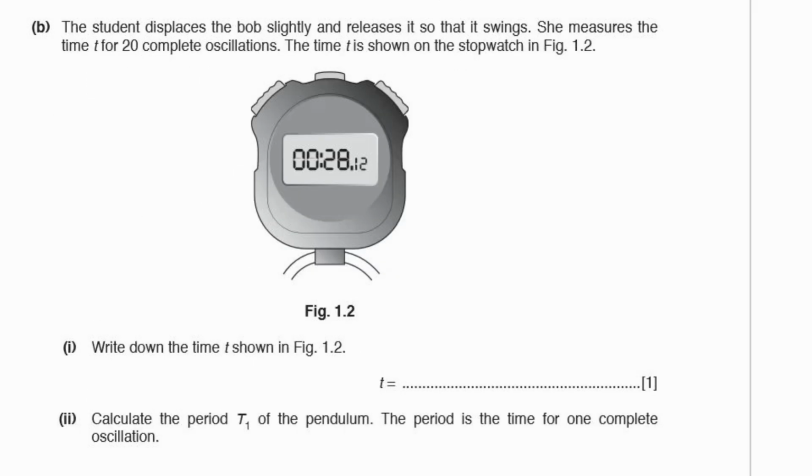B. The student displaces the bob slightly and releases it so that it swings. She measures the time t for 20 oscillations. The time t is shown on the stopwatch in figure 1.2. Part 1, write down the time t shown in figure 1.2. Oh, nice easy question, that one. That's 28.12 seconds, and remember, write in the units, they don't have the units there.